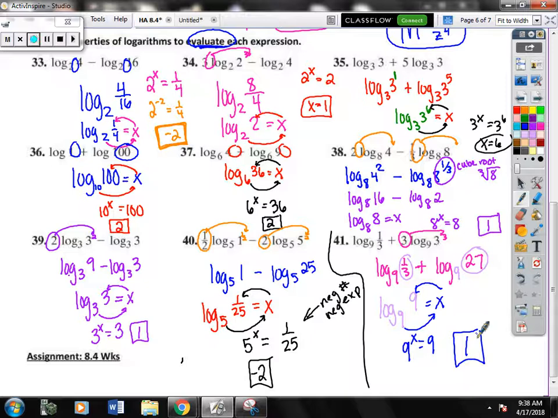Your homework is the 8.4 worksheet. Again, on the front, it's going to ask you to condense. In the back, I think it says expand. So make sure you follow the directions.